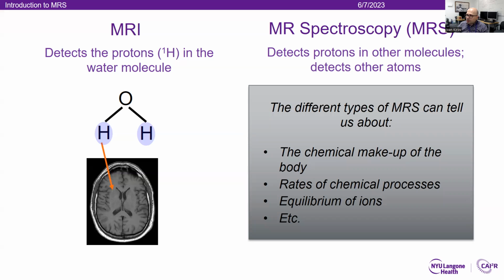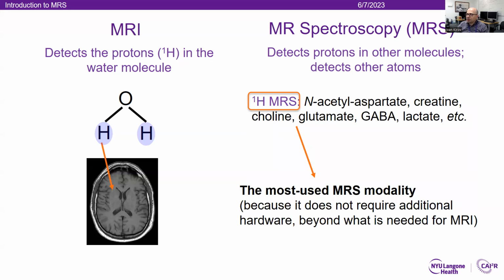We can study the chemical makeup of the body. We can look at rates of chemical processes, equilibrium of ions, and so forth. So MRS is a very exciting field. I will only talk about, however, proton MRS, which is the most common type of MRS, the easiest one to do, because it does not require any additional hardware beyond what is already available for doing a conventional MRI. In fact, most scanners have MRS sequences ready to be used, and MRS is used in the clinic as well.